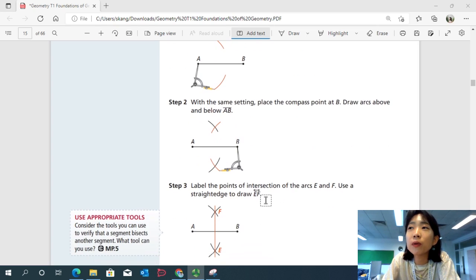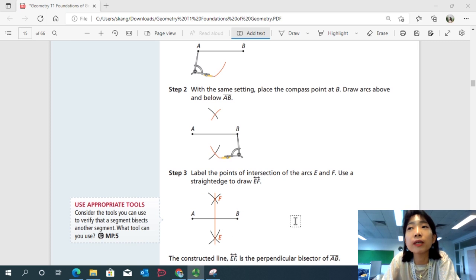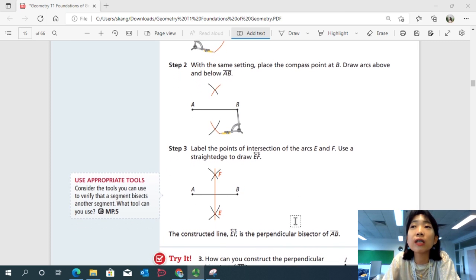And if you label the points of the intersection of the arcs E and F, you can use a straight edge to draw a line EF. And the intersection point of this line and your original segment would be the midpoint, and the constructed line EF is the perpendicular bisector of your segment AB.